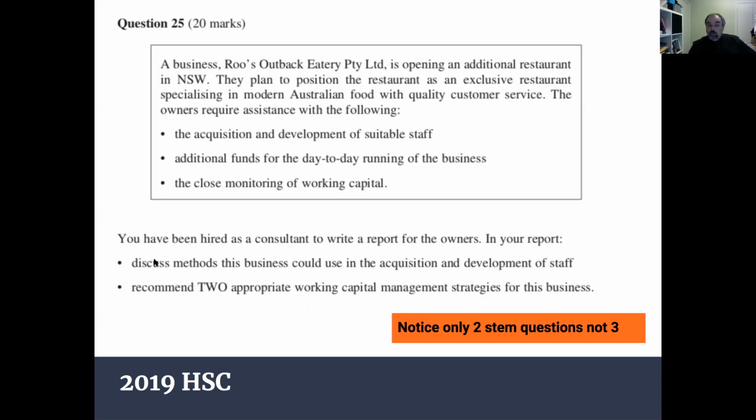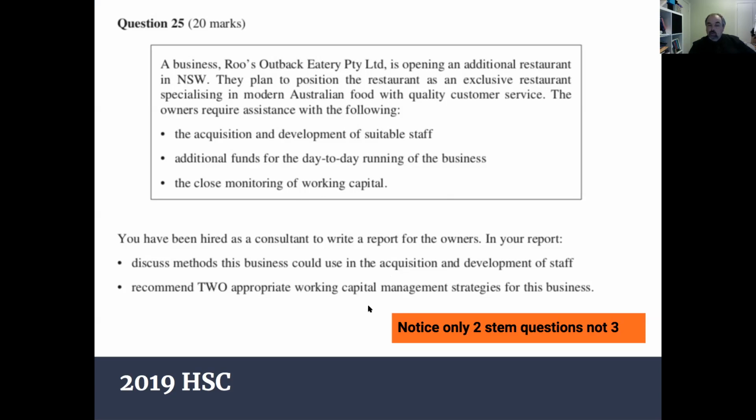All right, so discuss means advantages and disadvantages. So we'd need to talk about acquisition and development, what they entail, and what are the advantages and disadvantages of that, whilst trying to incorporate the stimulus material. So as an exclusive restaurant specialising in Australian food, we're probably going to acquire staff with some expertise and skill in that area. So that would be something that you might pick up in your planning.